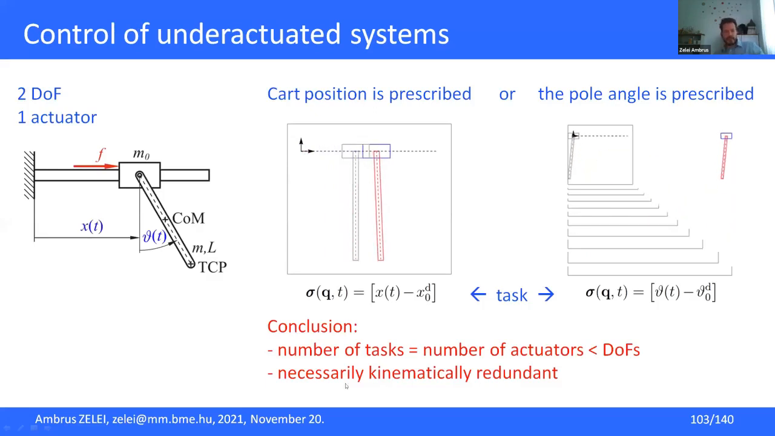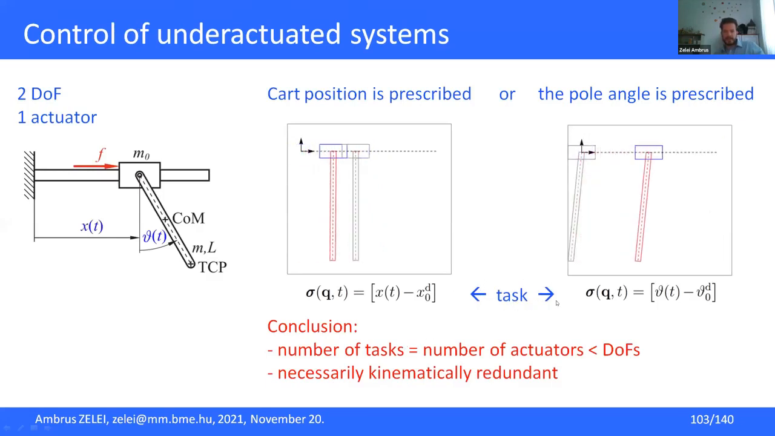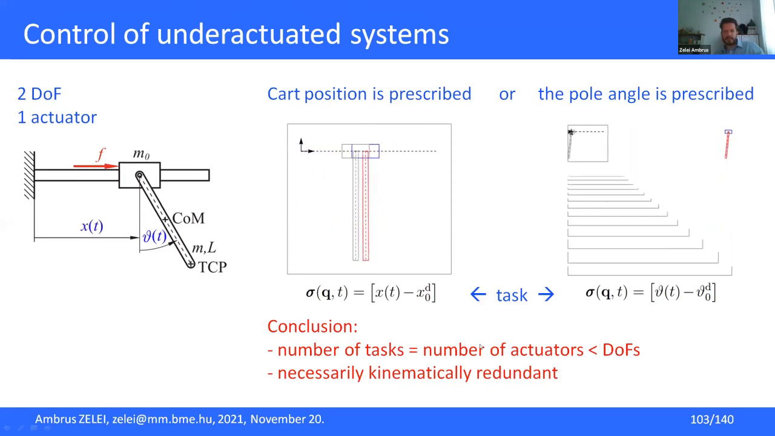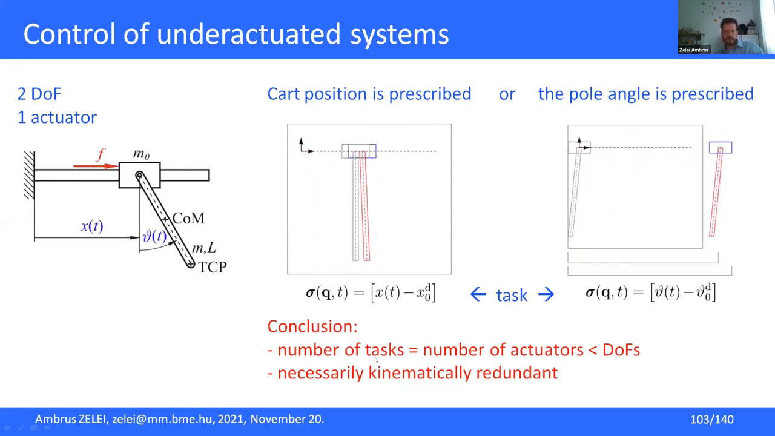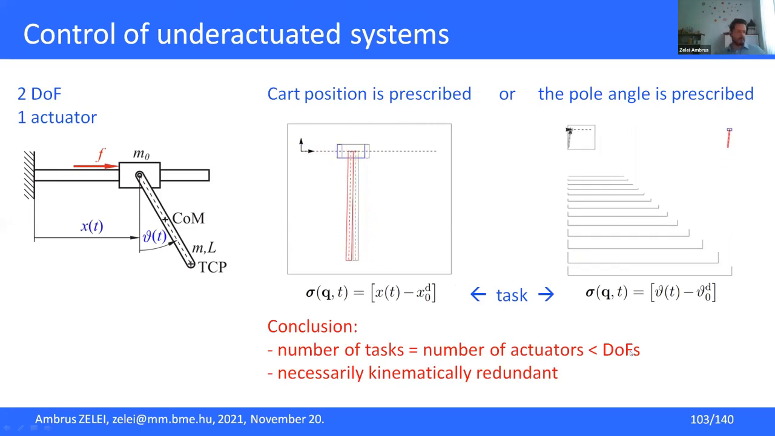And the other important message is that since the task has fewer dimensions than the degrees of freedom, underactuated systems are usually kinematically redundant. So this was the definition of kinematic redundancy. So the number of tasks is smaller than the degrees of freedom.